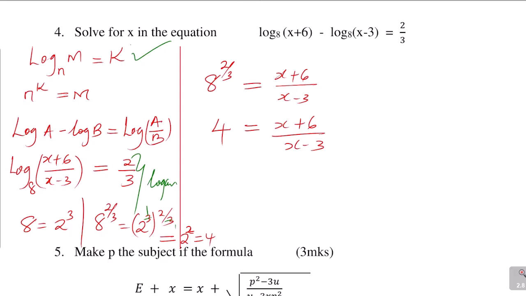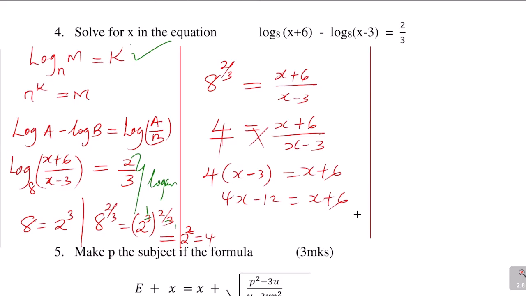So from here, getting the value of x is simple because you just need to cross multiply. So 4 multiplied by (x minus 3) is equal to 1 multiplied by (x plus 6). So this will be 4x minus 12 is equal to x plus 6. So from there, collect like terms together. So you have 4x minus x is equal to 6 plus 12. So this will give 3x is equal to 18. And therefore, x will be 18 divided by 3, which will give 6.